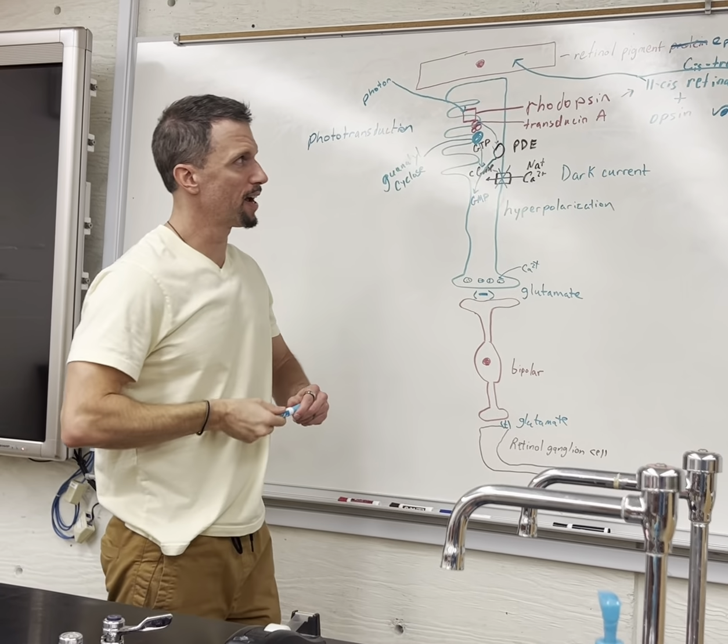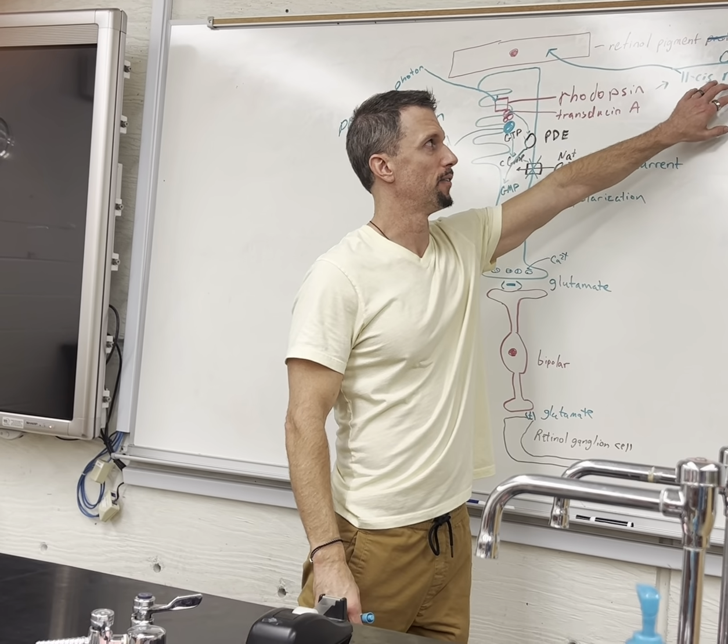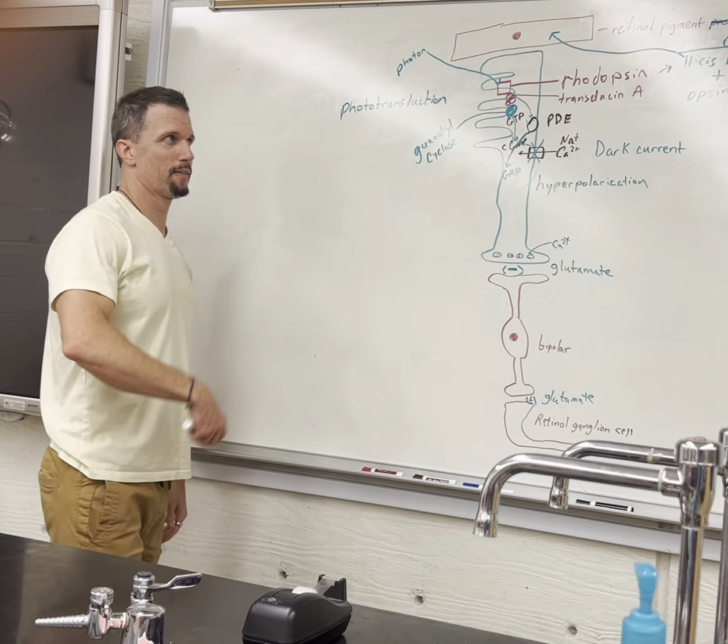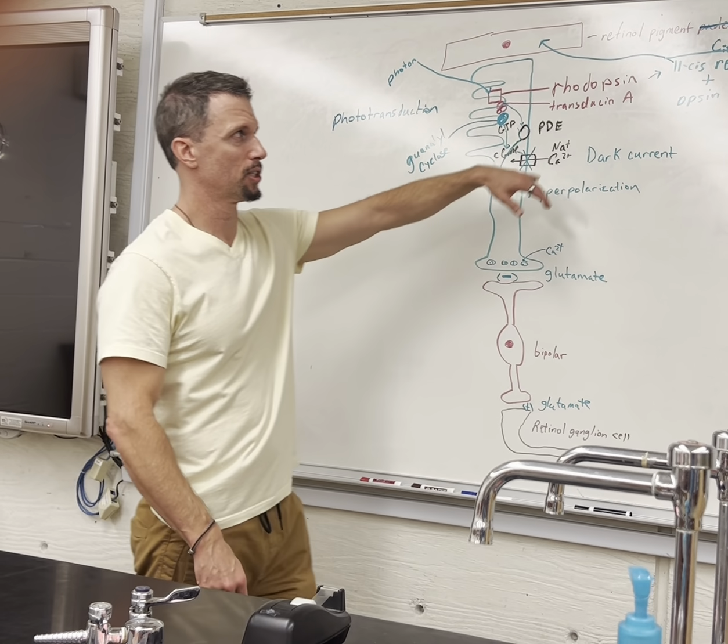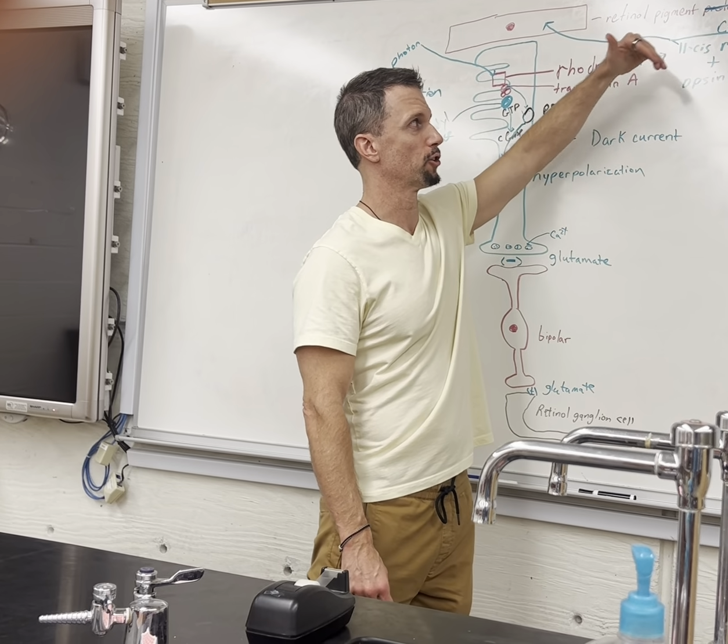And so this is where you have to have vitamin A to have enough of this available. And so if you have a vitamin A deficiency, you can have night blindness because you won't have enough retinal to regenerate the rhodopsin.